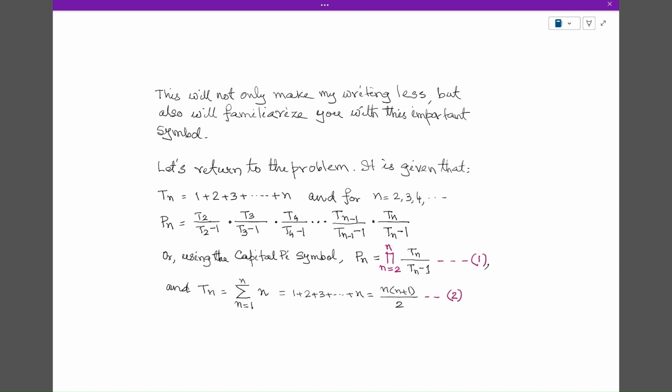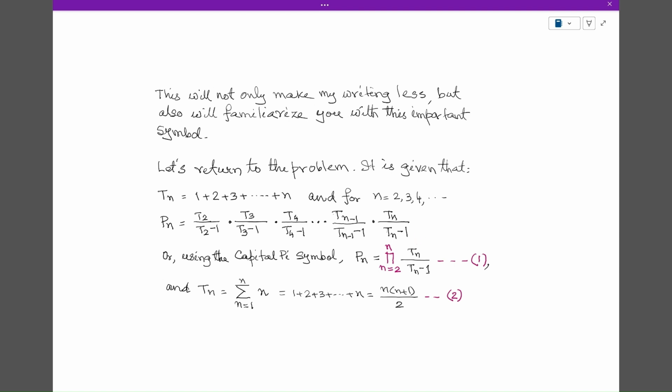It is given that Tn is equal to 1 plus 2 plus 3 plus 4 etc. up to n, and for n is equal to 2, 3, 4 etc., Pn is equal to T2 divided by (T2 minus 1) multiplied by T3 divided by (T3 minus 1) multiplied by T4 divided by (T4 minus 1). It will go on until T(n minus 1) divided by (T(n minus 1) minus 1), finally multiplied by Tn divided by (Tn minus 1).